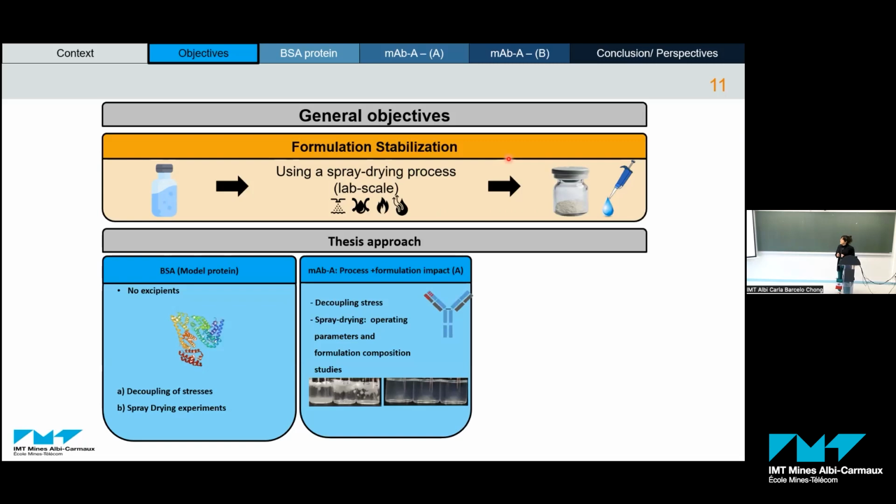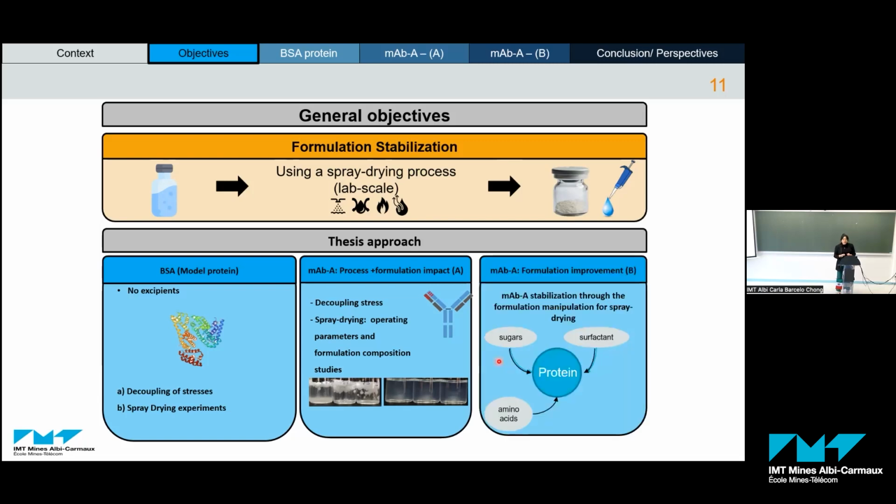In the second part, we will do the analysis of the molecule of interest, which is the monoclonal antibody, again studying the decoupling of the stresses, and also studying the different parameters of the spray drying process and the formulation composition. After this second approach, we will do a formulation optimization from the information already gathered.